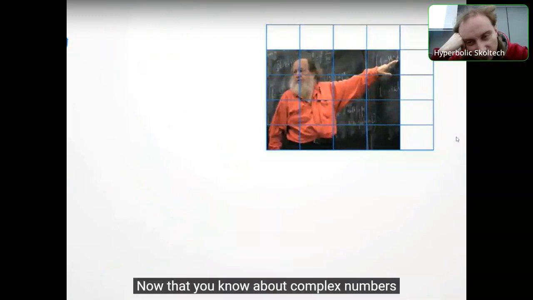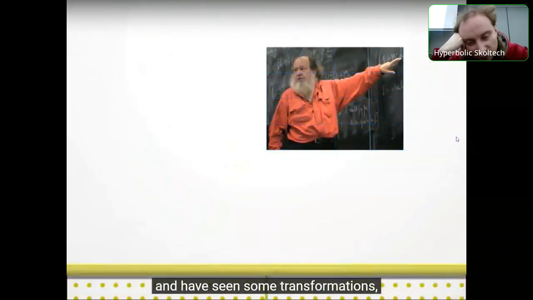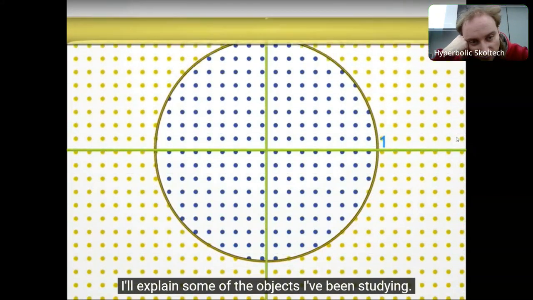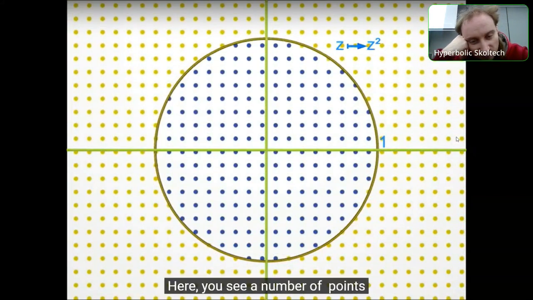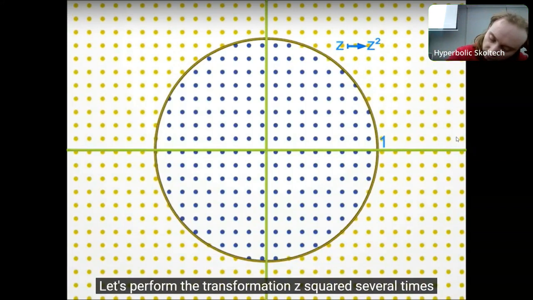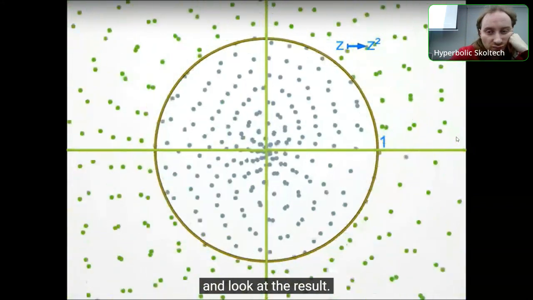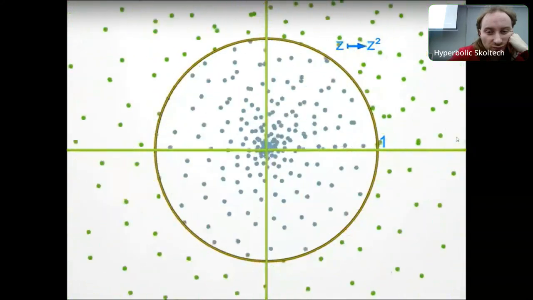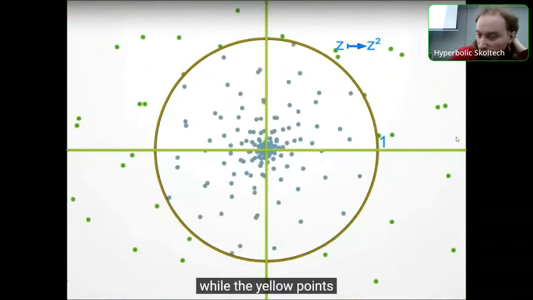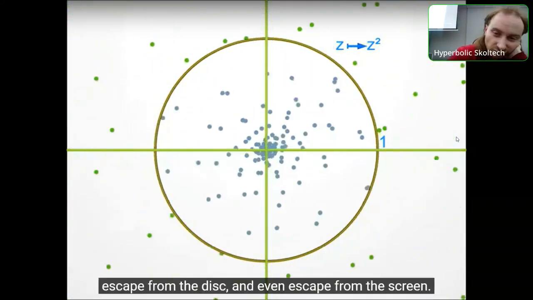Now that you know about complex numbers and have seen some transformations, I'll explain some of the objects I've been studying. Here you see a number of points. Some are blue inside the disk, and some are yellow outside. Let's perform the transformation z squared several times and look at the result. You can see that the blue points stay inside the disk, while the yellow points escape from the disk, and even escape from the screen.